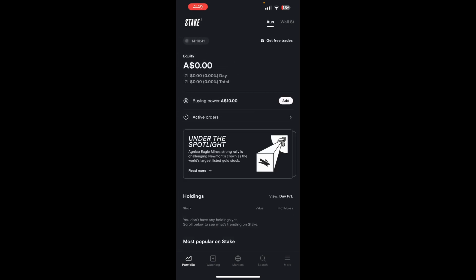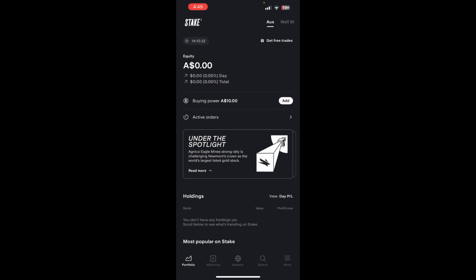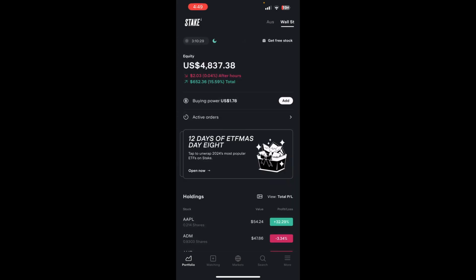This will be your Australian portfolio, which I don't have any money in, and I don't recommend that you put money in either. This is the ASX, the Australian Stock Exchange, which is just less volatile and doesn't perform as well as Wall Street, which is the NYSE, the New York Stock Exchange. I recommend putting money into that.